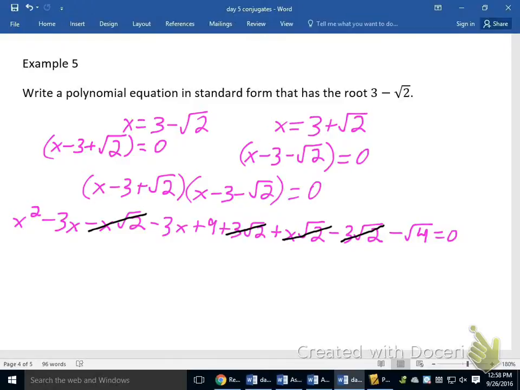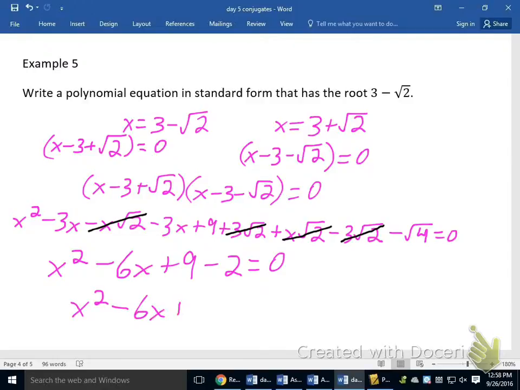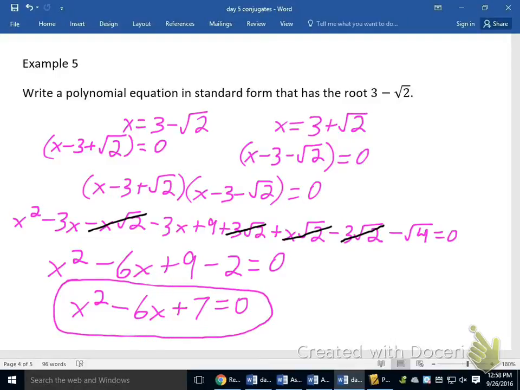I have some things that can combine. Nothing combines with x squared, but a minus 3x and a minus 3x makes minus 6x. I'll still have a plus 9. Oh, and this last one here, this minus root 4. The square root of 4 is 2, so it's minus 2. And then my answer would be x squared minus 6x plus 7. And that is a polynomial in standard form with the roots 3 minus root 2, and by default 3 plus root 2 would also be a root of that equation. Wasn't that fun?